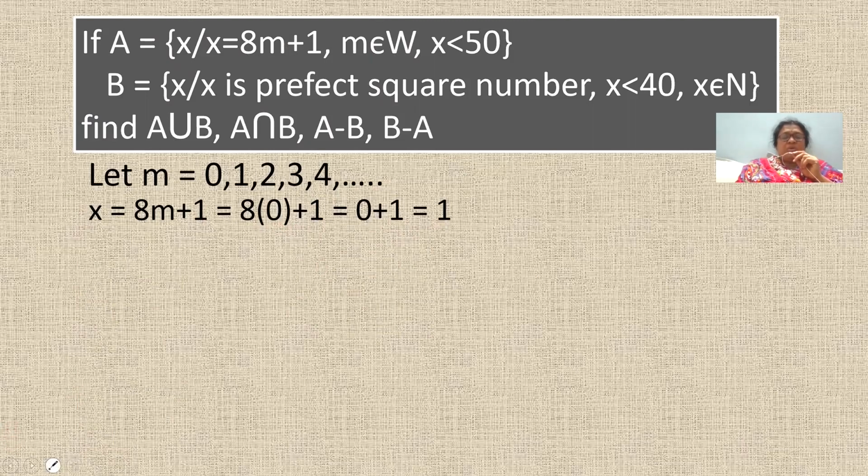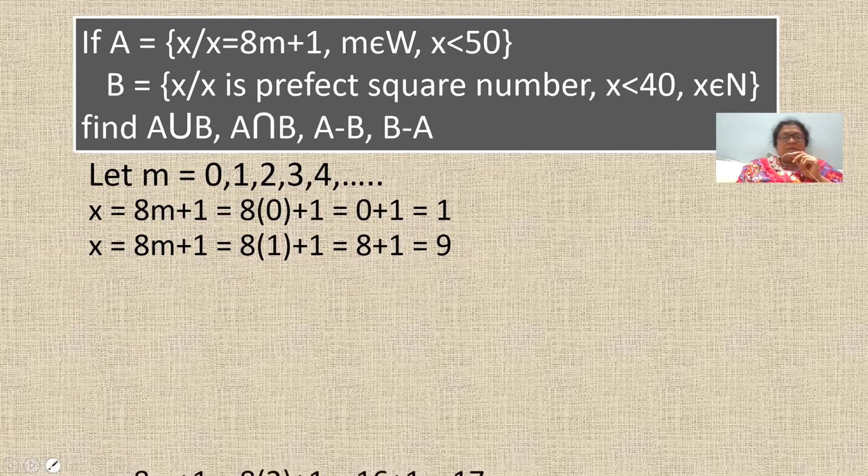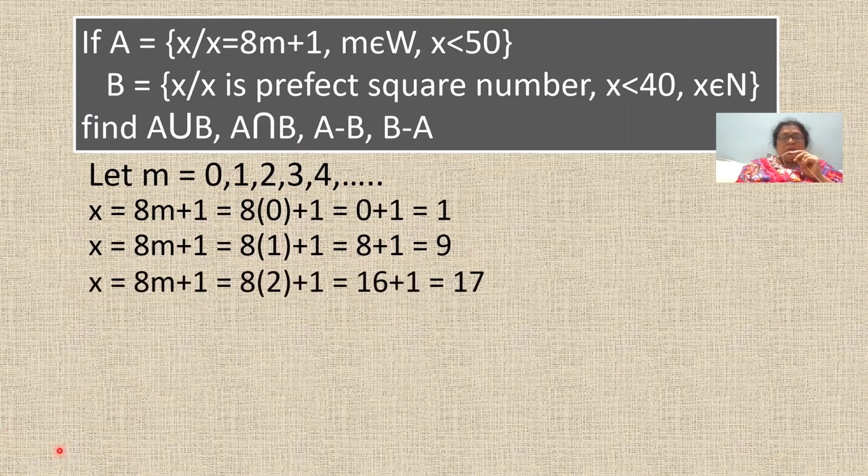Next, we'll substitute 1 in place of 0, taking the second number, that is 1. 8 times 1 is 8. 8 plus 1 is equal to 9. Now here, 8 times 2 is 16. 16 plus 1 is 17.